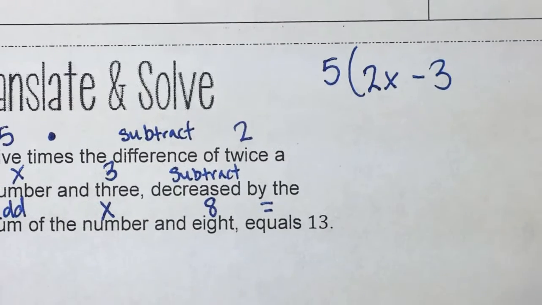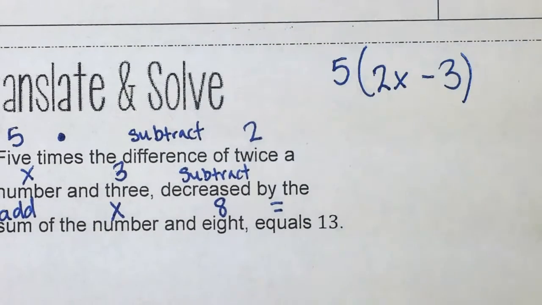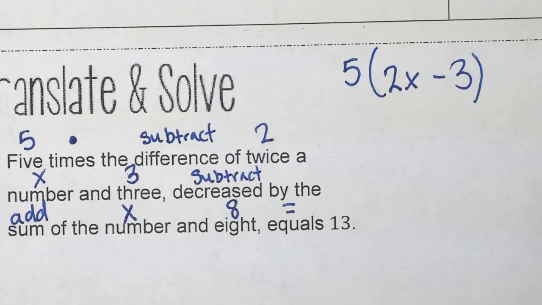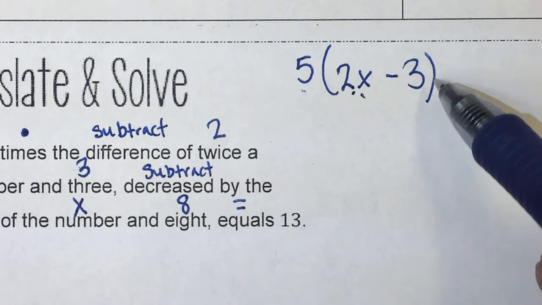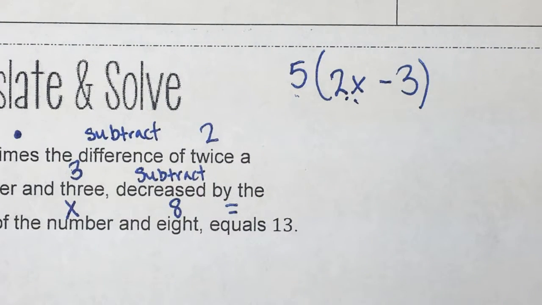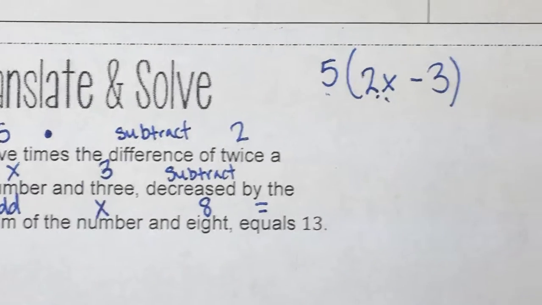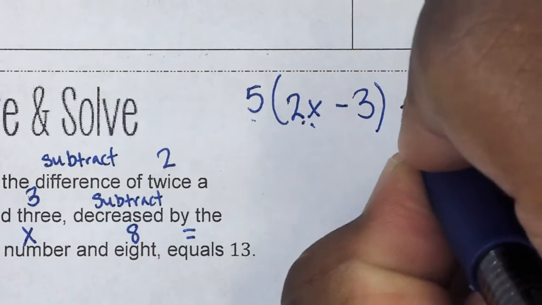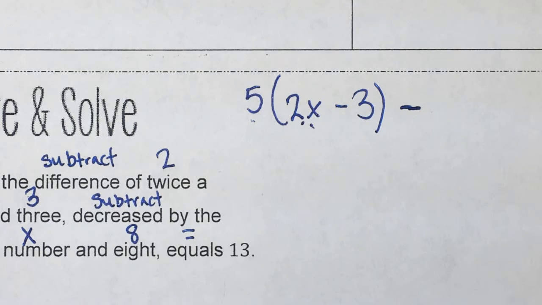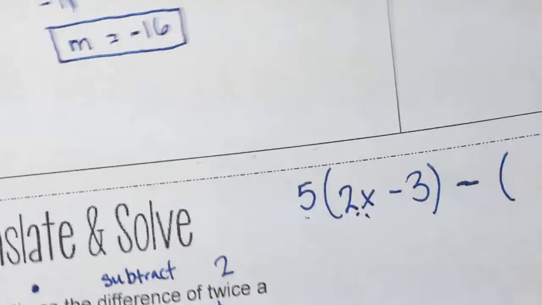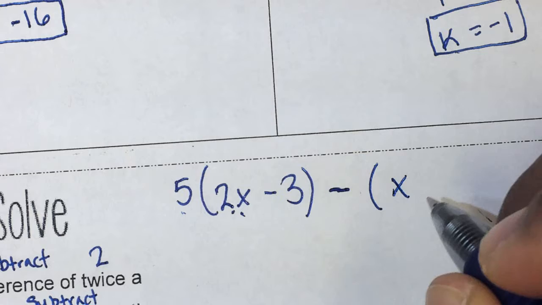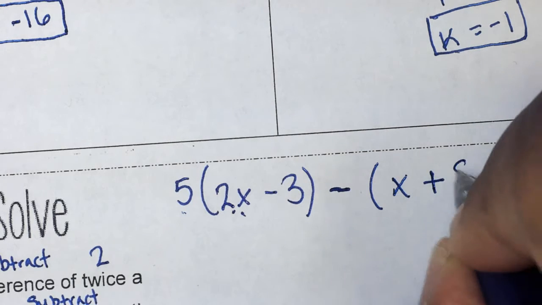Okay. And now I want to show you that. That should make sense for you. 5 times the difference of twice a number and 3. Then after that it says that's being decreased. And we said that's subtraction. By the sum of a number and 8. So that's being decreased by, and in parentheses, the sum of a number, which is x, plus 8.